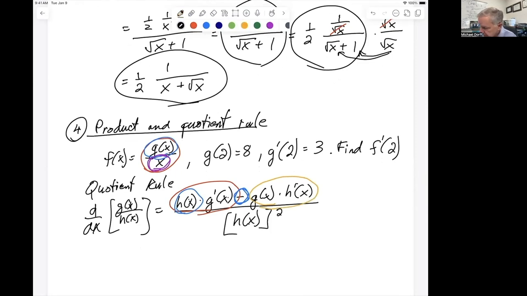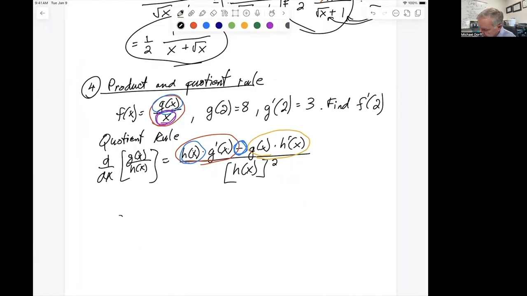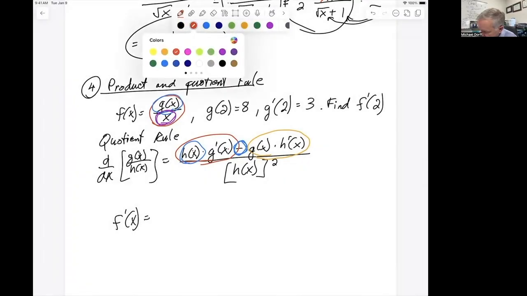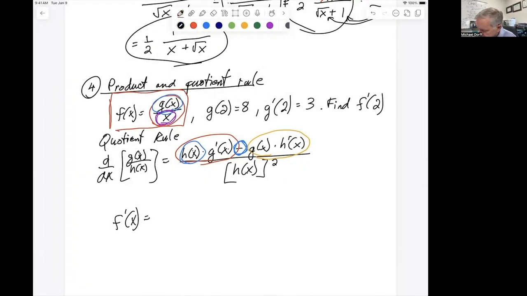Okay, so let's apply that to this particular case. So what is the derivative of f? Remembering f is here, g over x. So it's the bottom, x, times the derivative of the top, so g prime of x, minus the top, g of x, times the derivative of x all over the denominator squared.